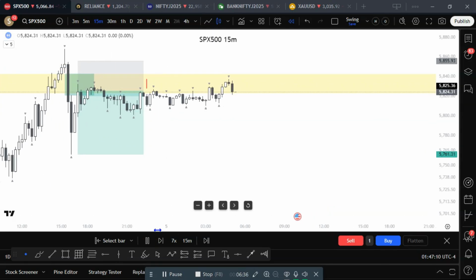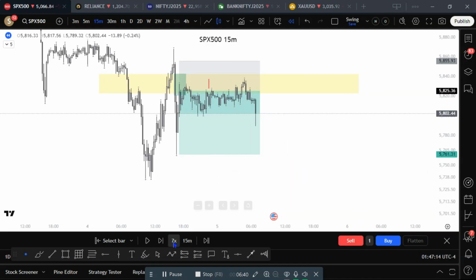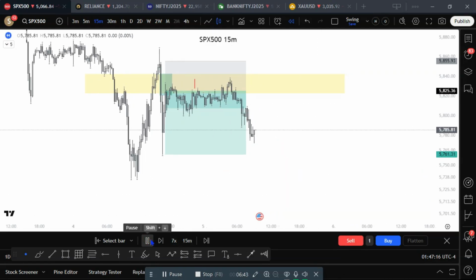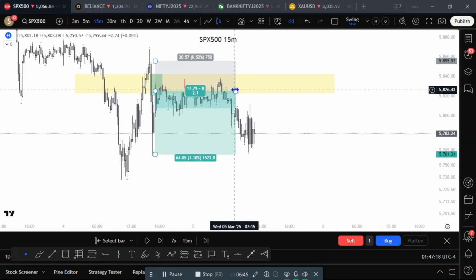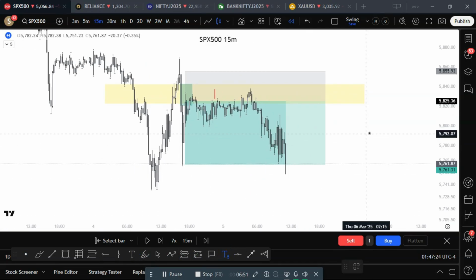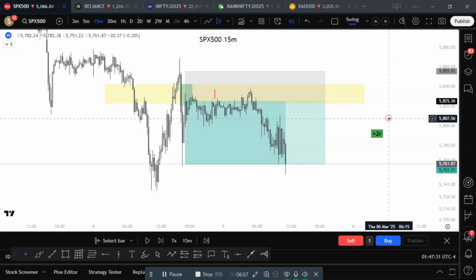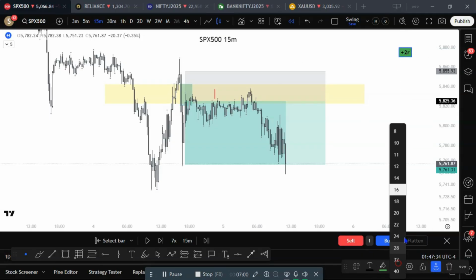Okay, I think it is out of the timing. Yep, it is morning time. Let's wait. And here you go. Target smashed. So we made right now $2. Let me drag this there.